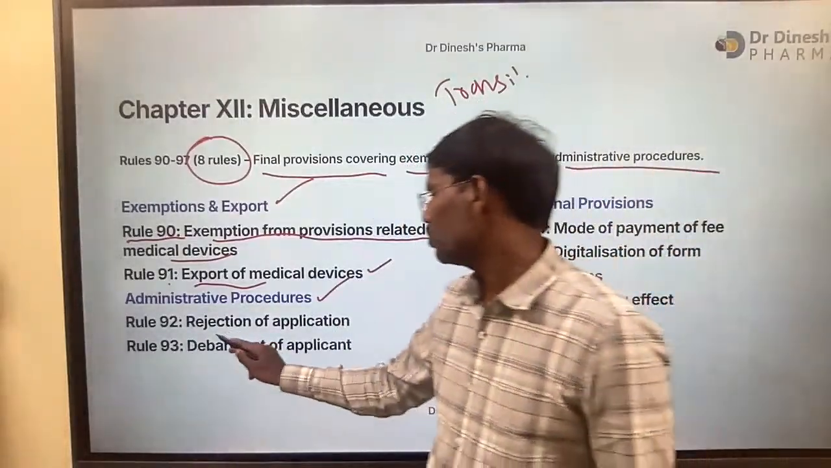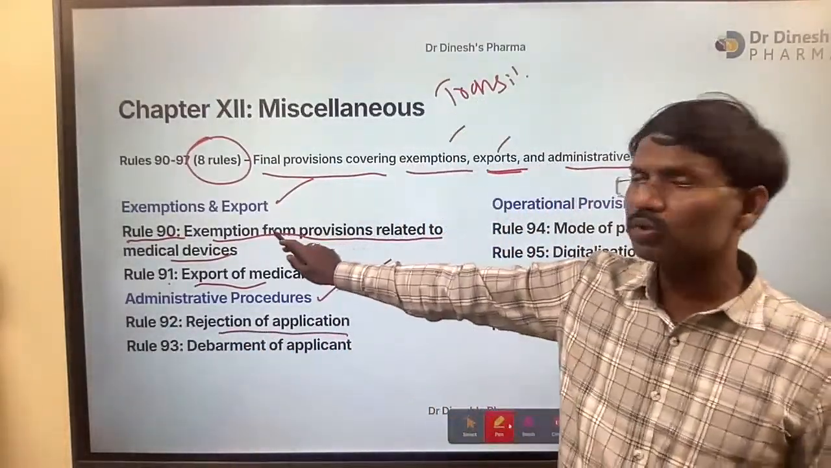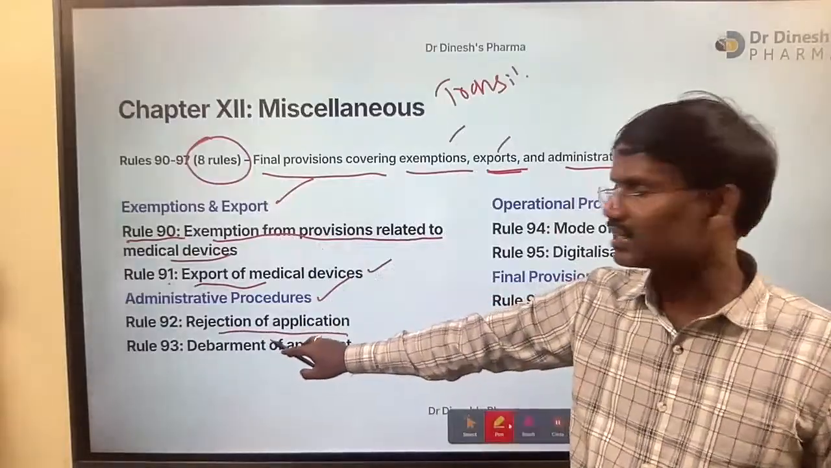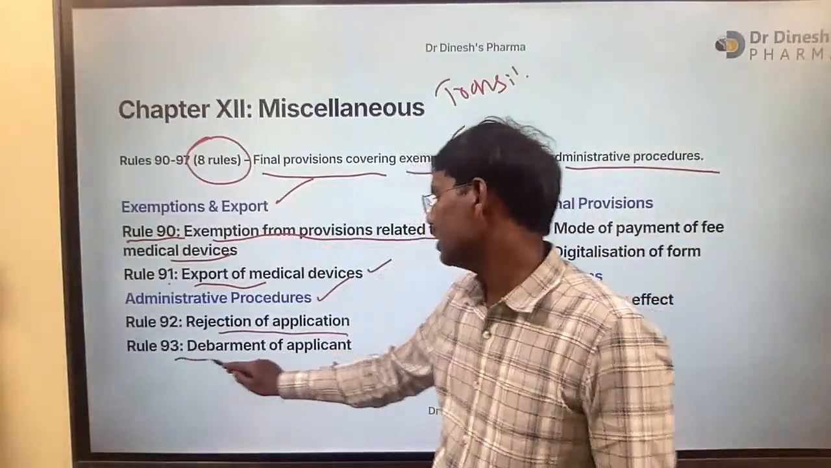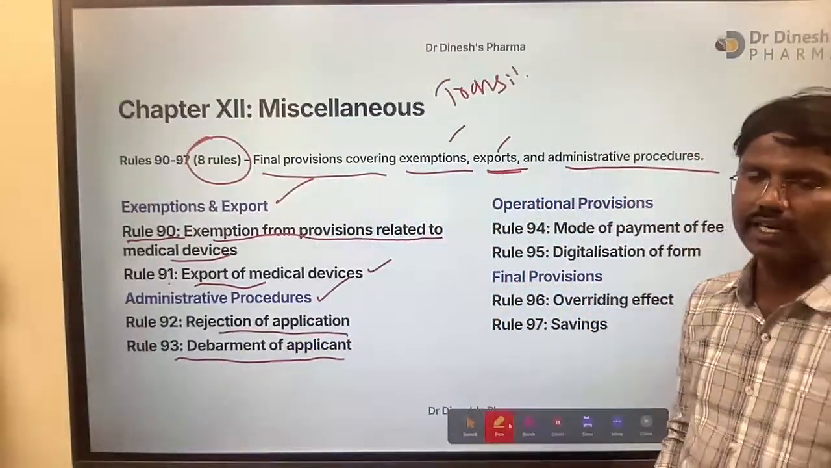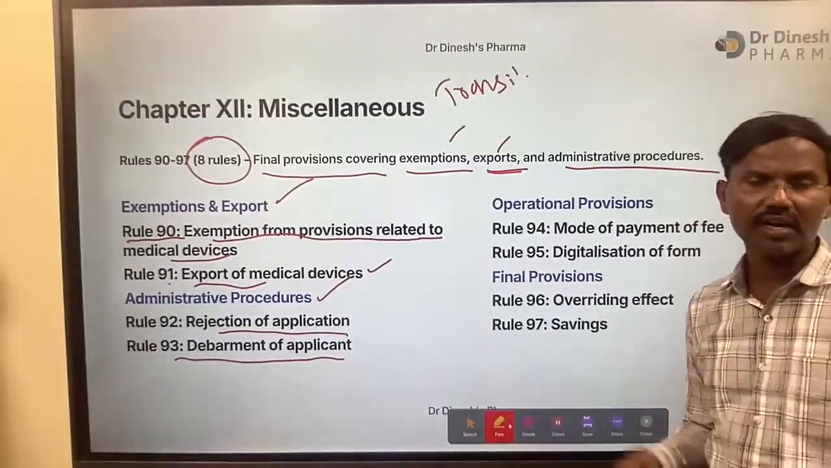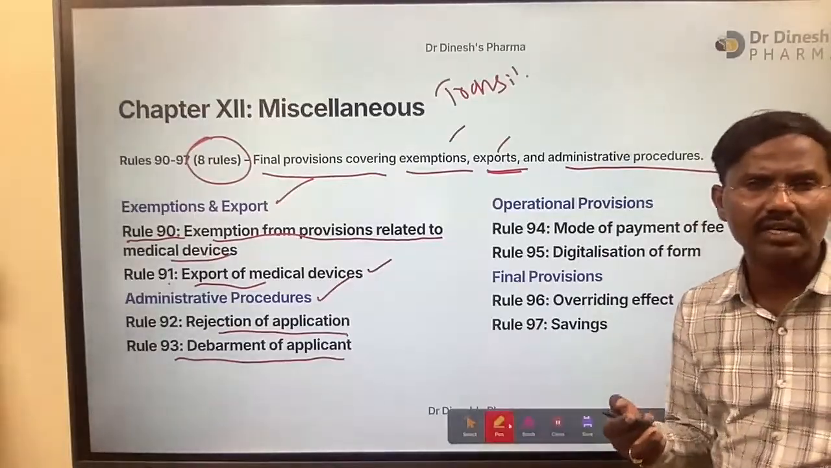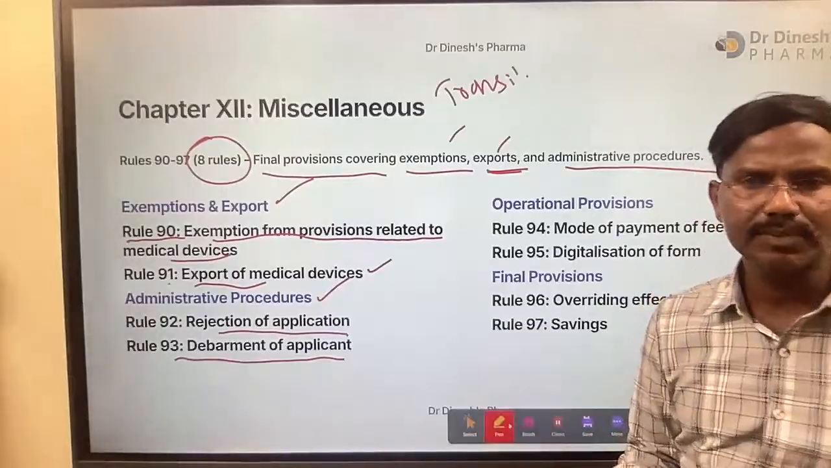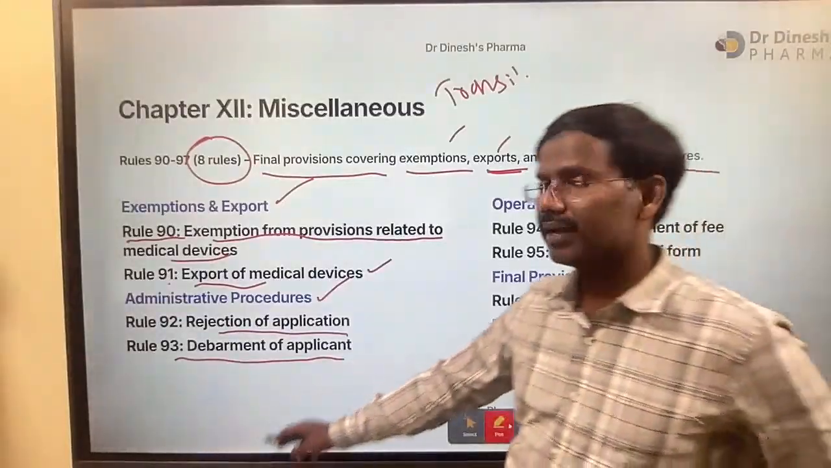Rule number 92, rejection of application. If something goes wrong, then you can reject the application. And then 93, debarment of applicant. If the applicant is not following the rules, or is misbehaving or not supporting the inspection or other things, you can debar the applicant.